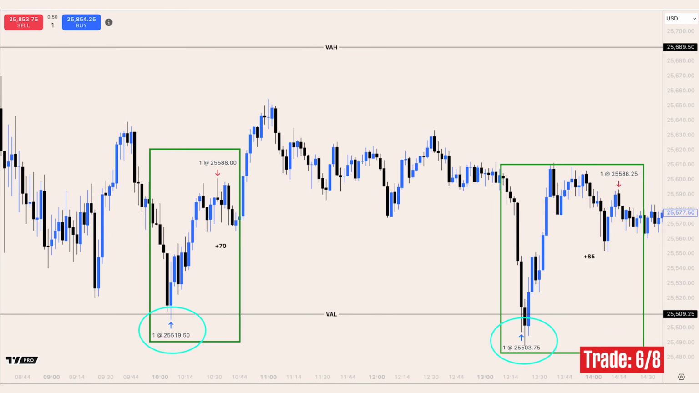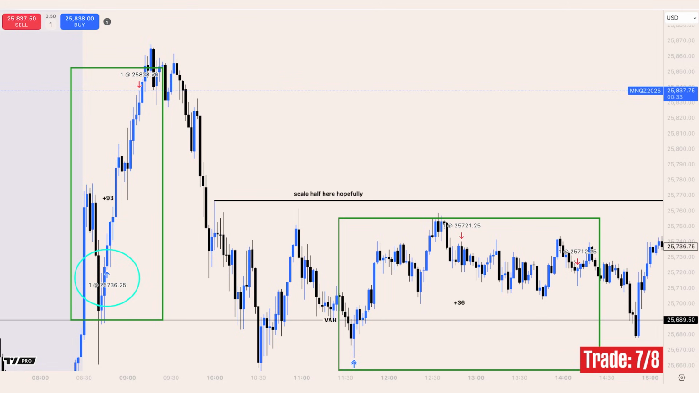And what if I told you we took 2 more longs the next day at that same 25,507 level for another 150 points on the week? Think about that. 4 long opportunities from the same price level in a single week. That's the market agreeing on value. That's the market saying, this is fair. This is where we do business.